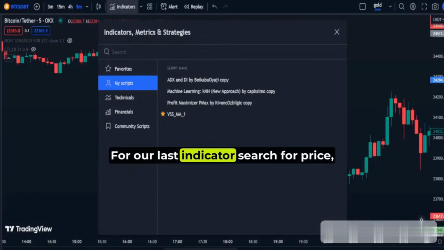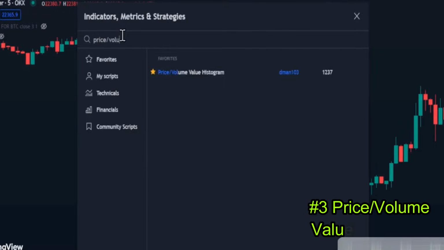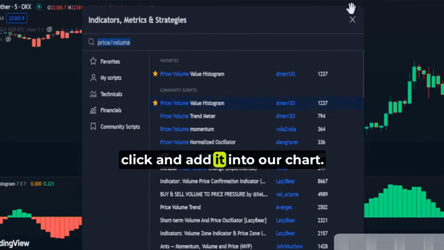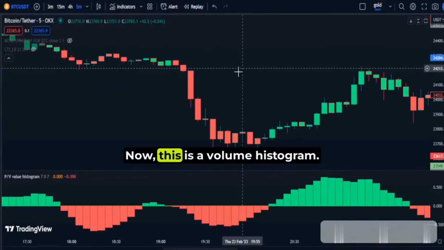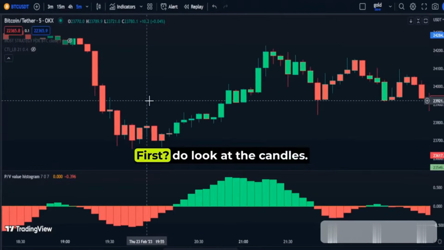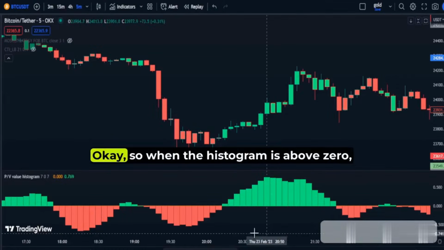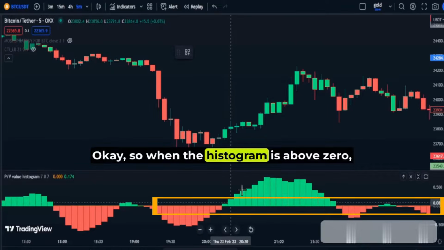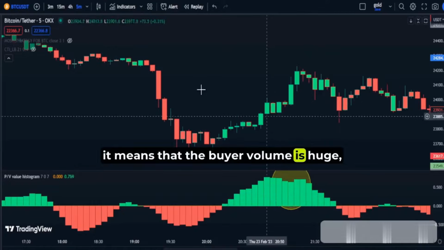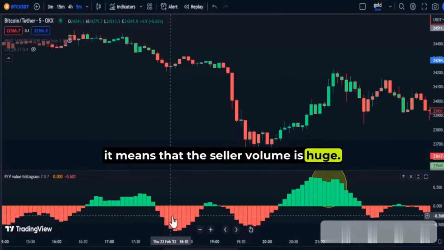For our last indicator, search for Price Volume Value Histogram by Demand 103. Click and add it into our chart. Now, this is a volume histogram. So how does it work? First, look at the candles. They have been changed into a trending color. When the histogram is above 0, it means that the buyer volume is huge. Whereas when it's below 0, it means that the seller volume is huge.